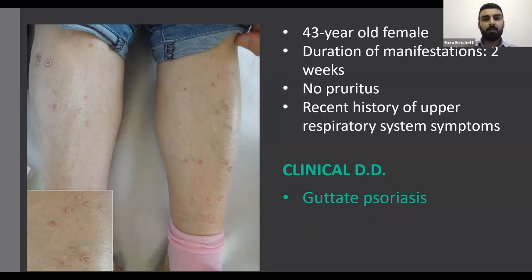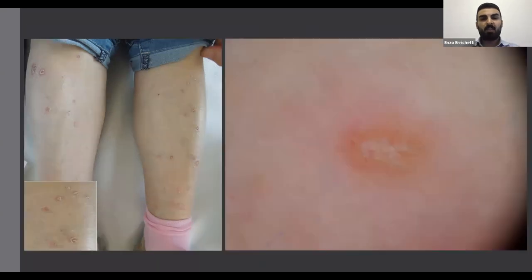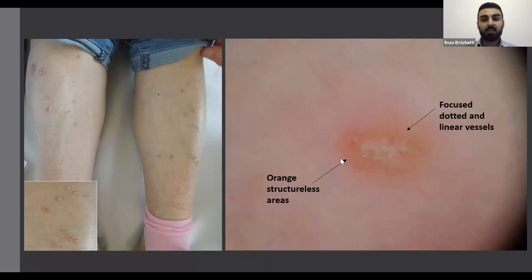But if we have a look at the dermoscopic image, we do not have the pattern of psoriasis, but we have orange structureless areas and focused linear and dotted vessels. So the diagnosis here is papulosquamous dermatosis. So you can see how dermoscopy may make things easier.